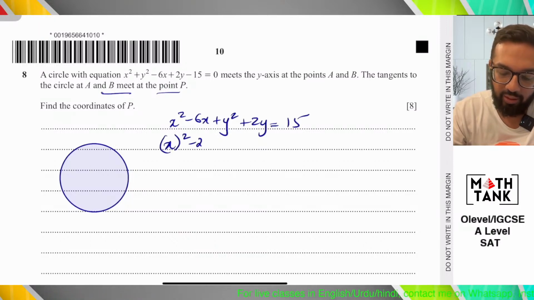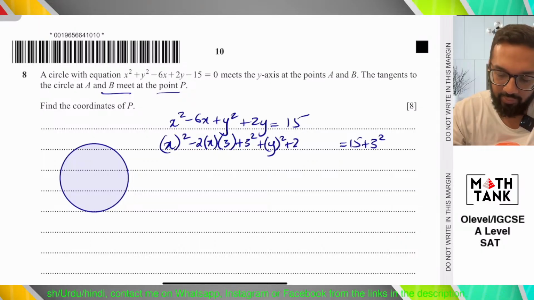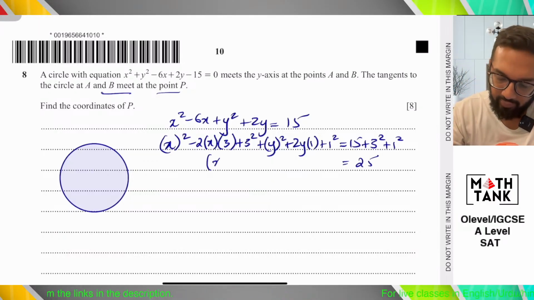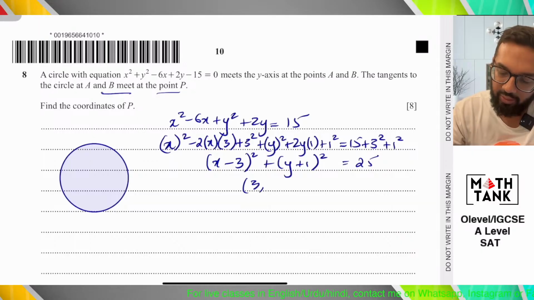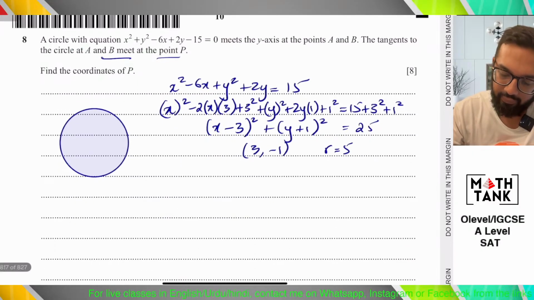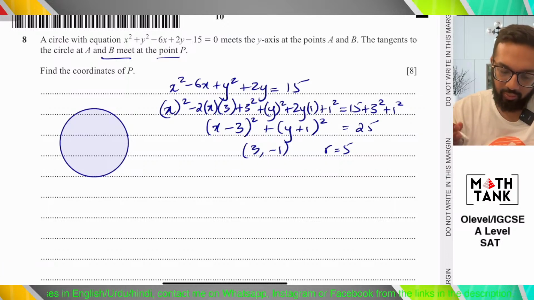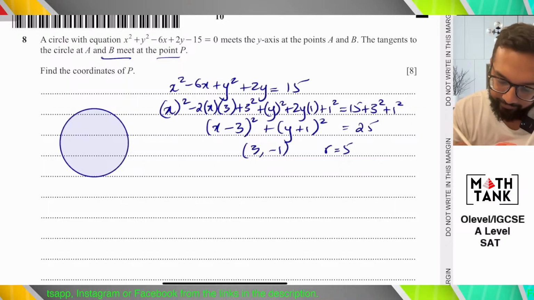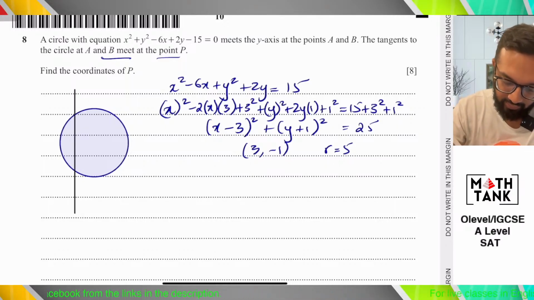So a square minus 2ab plus b square. 25. x minus 3 whole square plus y plus 1 whole square equals 25. The center is 3 comma minus 1. R is 5. Okay. It meets the y-axis at these points. So the y-axis should be somewhere here. Call that point A. Let's call that point B.